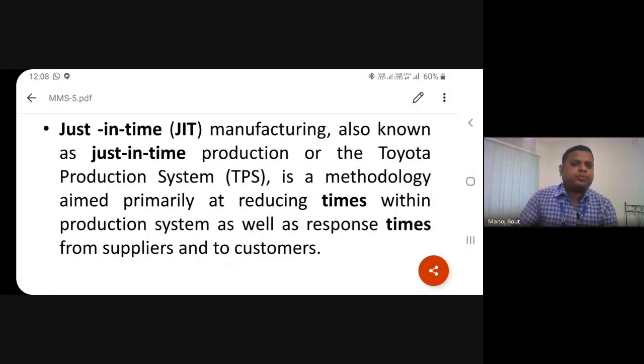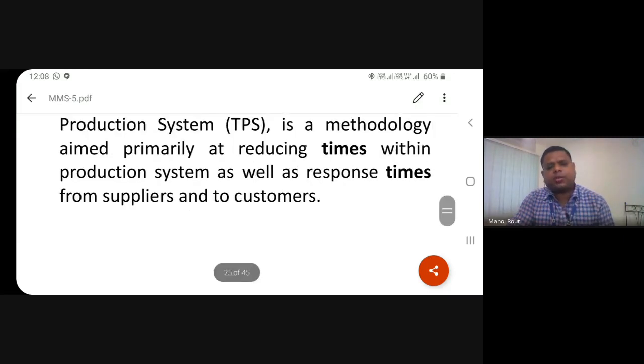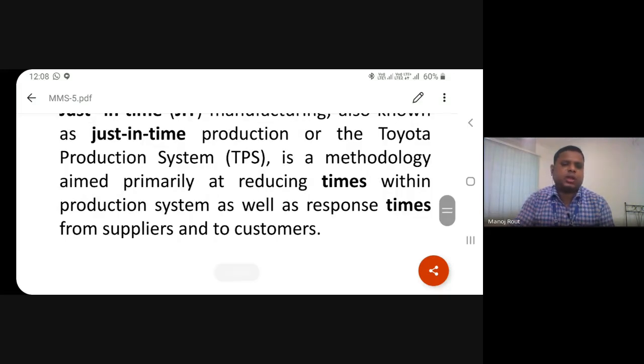If you go to the concept of just-in-time, it is also known as just-in-time manufacturing, just-in-time production, or otherwise the Toyota production system. It's a methodology aimed primarily at reducing time within the production system as well as response time from the supplier to the customers. So basically, just-in-time in production and manufacturing is implemented to reduce the time within the production system and the response time from the supplier to the customers.